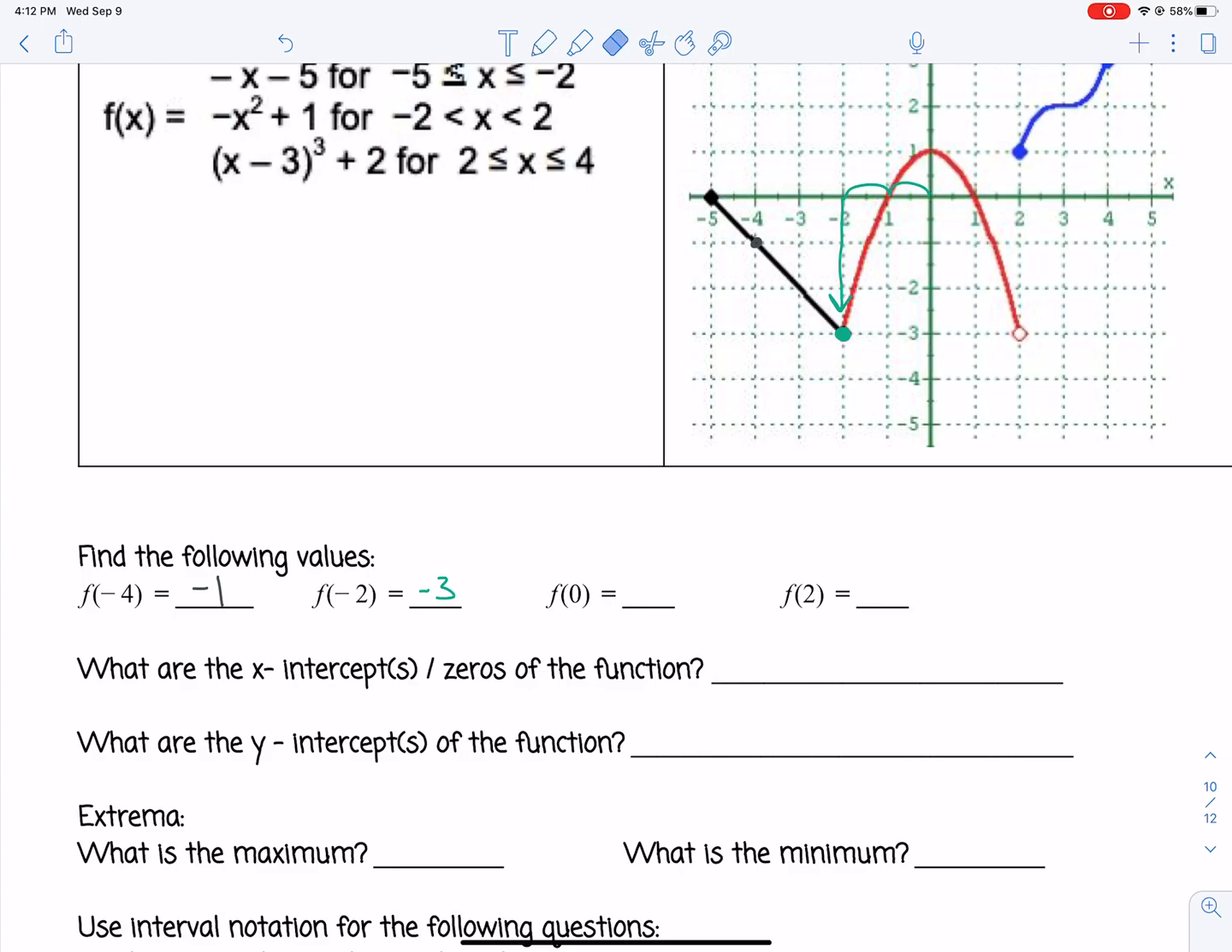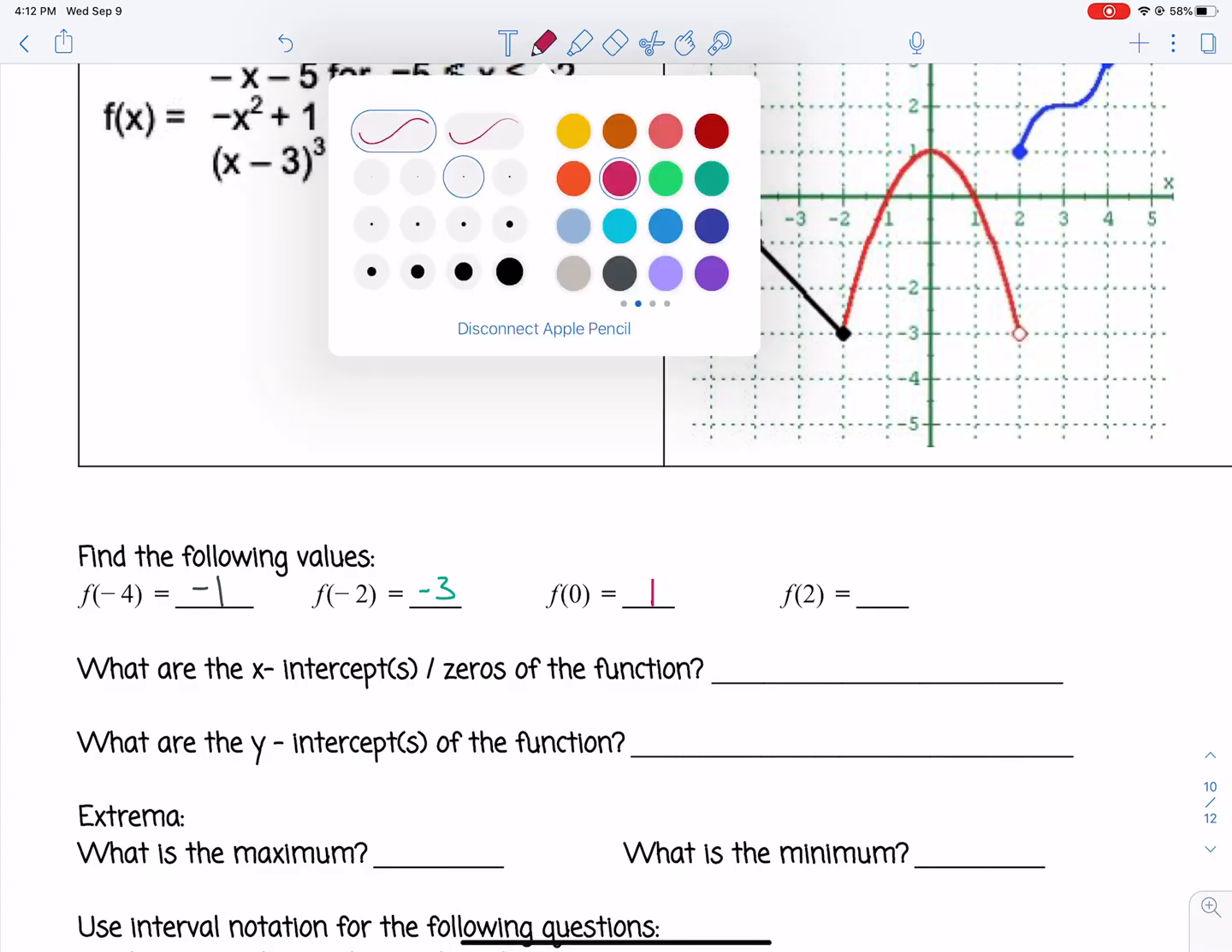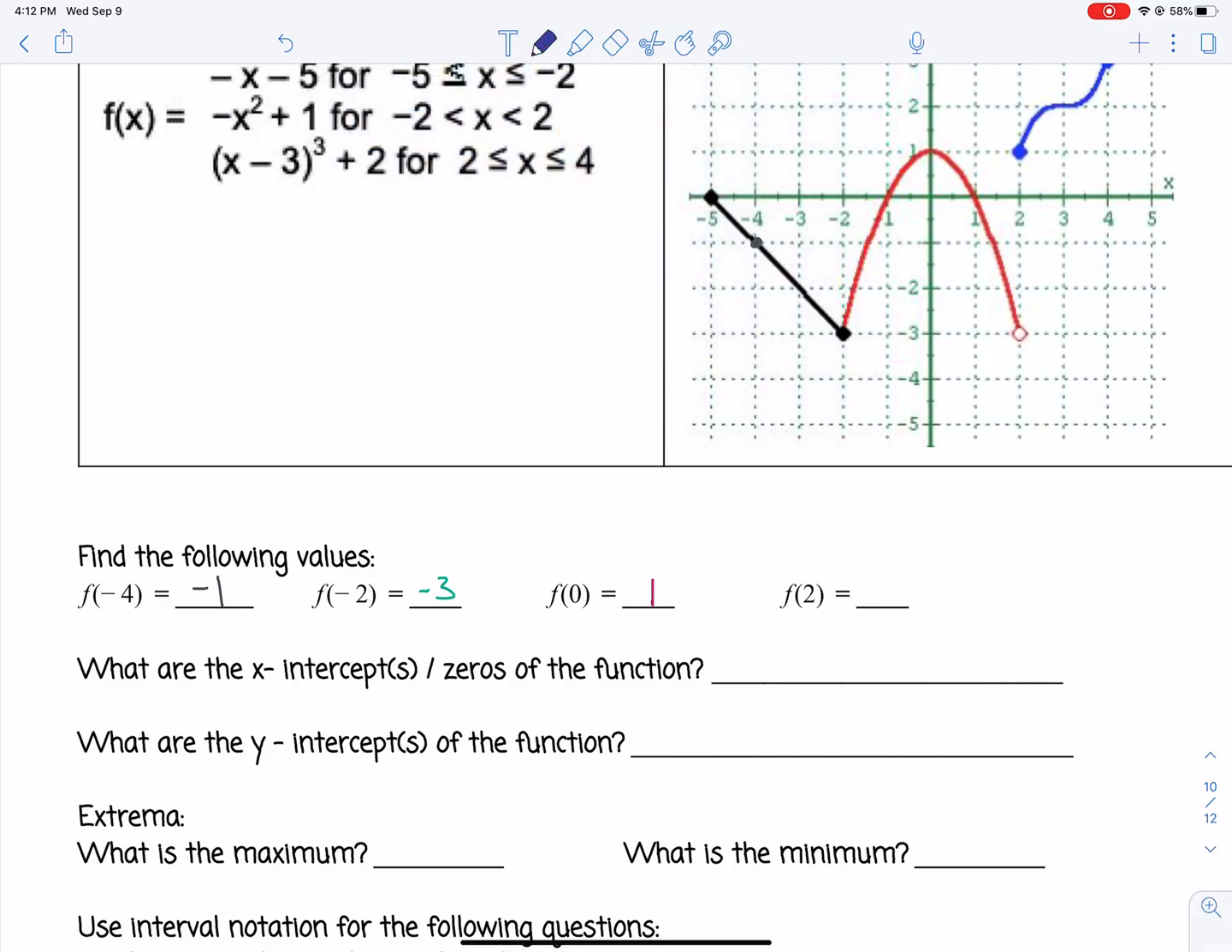And then f of 0. If I find f of 0, that's where x equals 0. On my graph, that's where y is equal to 1. So that's all I need for that one. And then for f of 2, I go to x equals 2. Then I look on my graph, and that's located at y equals 1. So f of 2 would just equal 1. So I have found the following values.